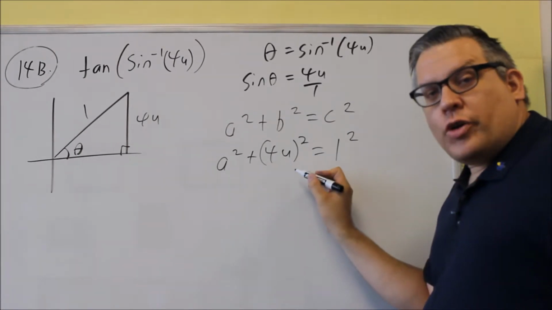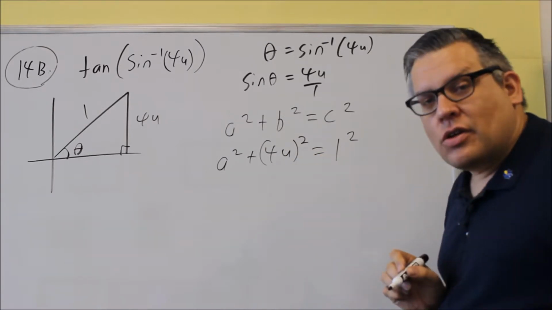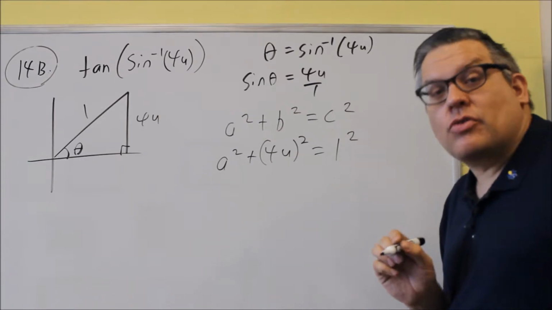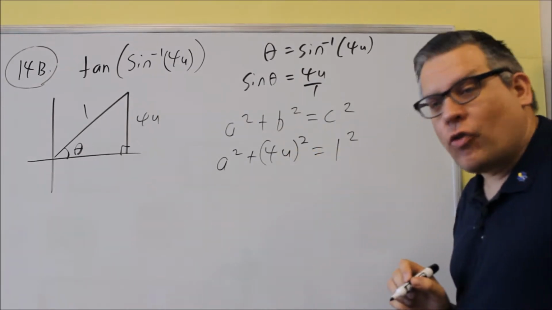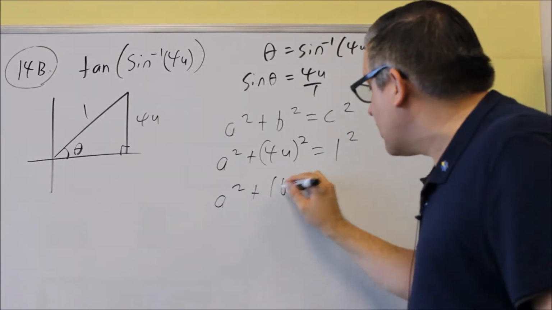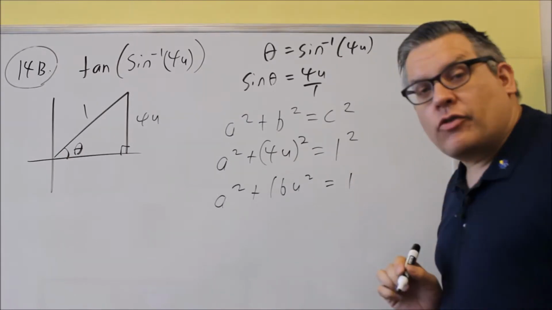Be careful when you square this. Inside this parentheses, you have two different things. Both of those have to be squared. This is the biggest mistake I see students make here, is forgetting to square the 4. So make sure you square both of them. So 4 squared would be 16, and then you have u squared. And then 1 squared will give you a 1.